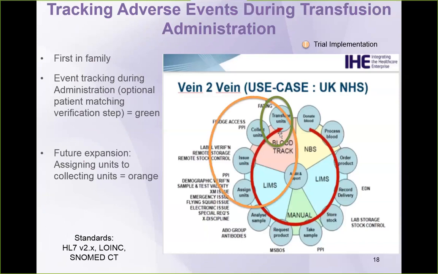And so this includes the patient verification step, and then hopefully in the future, for the next profile, we're going to look at how the decision is made to assign it to a specific patient, and what interactions between the blood bank and the ward in the hospital need to happen. This uses 2.x as the underlying standard, LOINC and SNOMED CT for vocabulary. Next.